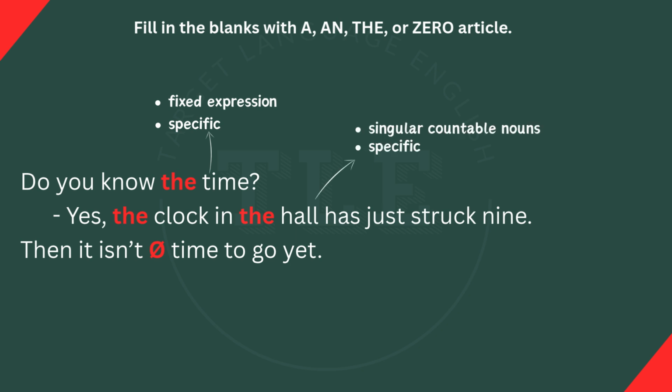Yes, the clock in the hall has just struck 9. The clock, the hall. Both nouns are specific. The listener knows exactly which clock and which hall the speaker is referring to. They are understood or known from the situation or shared context. And the last part of this example, then it isn't time to go yet. Here the noun time is used in its general, uncountable sense, so it takes zero article.